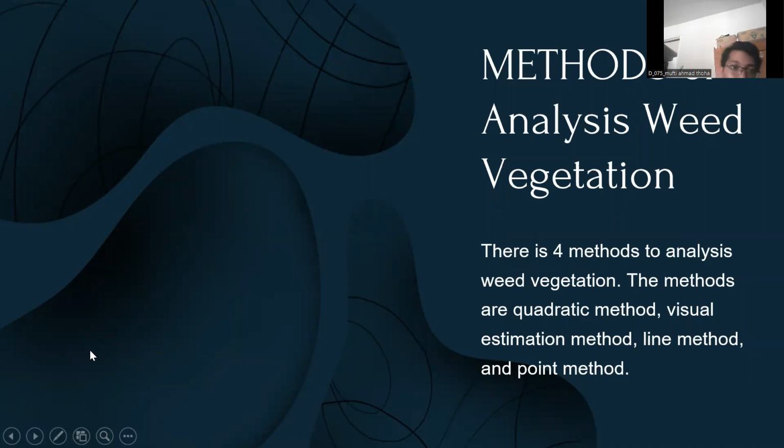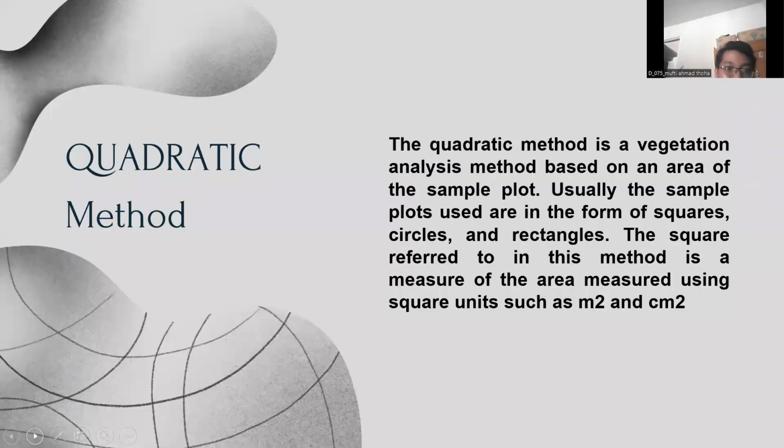And then, methods of vegetation analysis. There are 4 methods: the quadratic method, visual estimation method, line method, and point method. Quadratic method: the quadratic method is a vegetation analysis method based on an area of sample plot. Usually, the sample plots used are in the form of square, circle, and rectangle. The square referred to in this method is a measure of area using square units such as square meter and square centimeter.